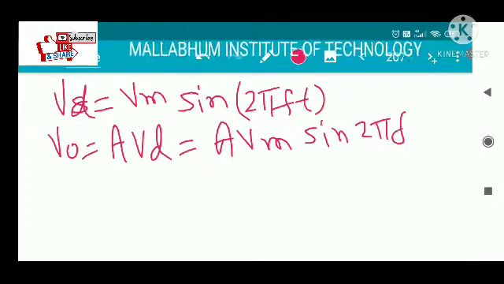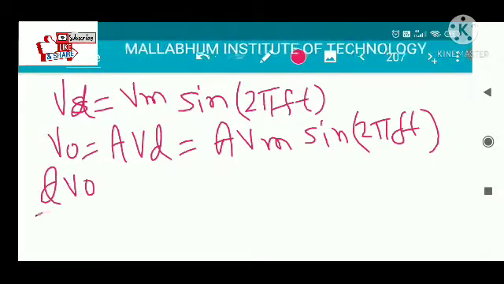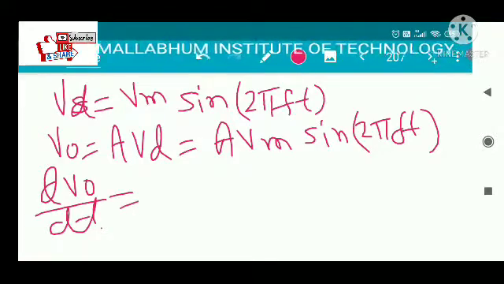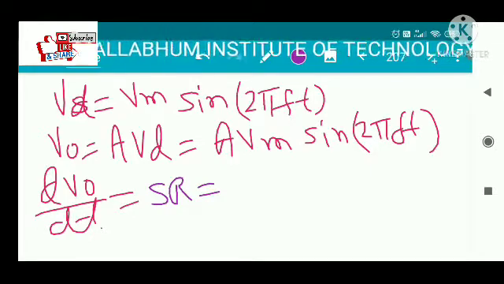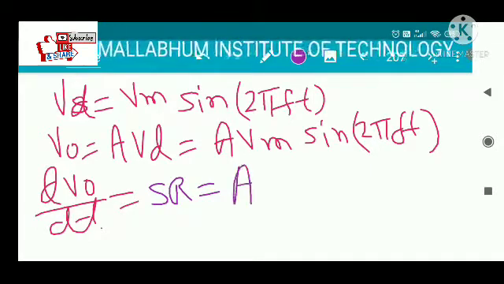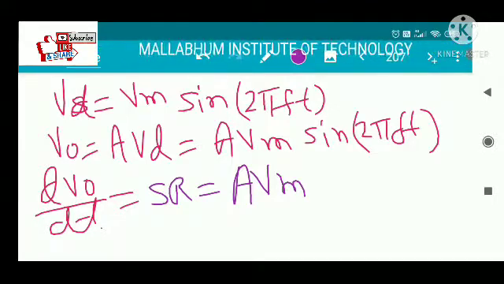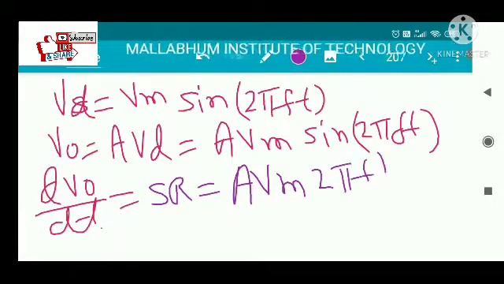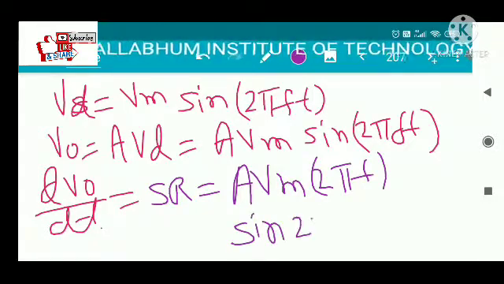2 pi ft. Okay, so dv0 by dt max is nothing but your slew rate, and that is equal to A into Vm into sin 2 pi f, and the next term is sin 2 pi ft.